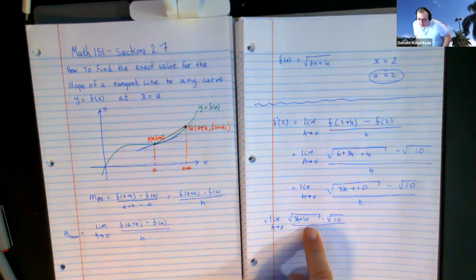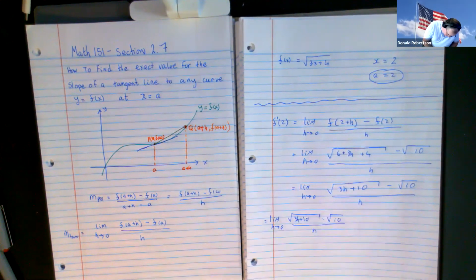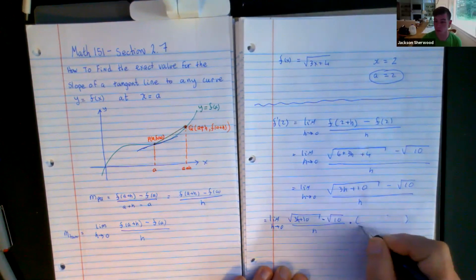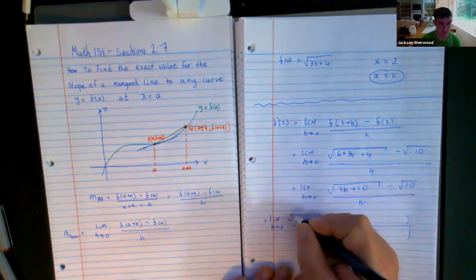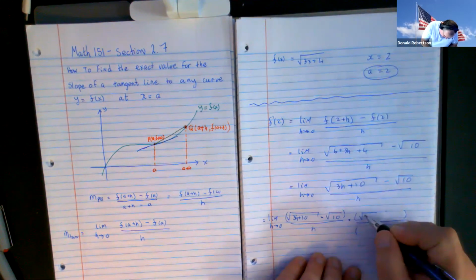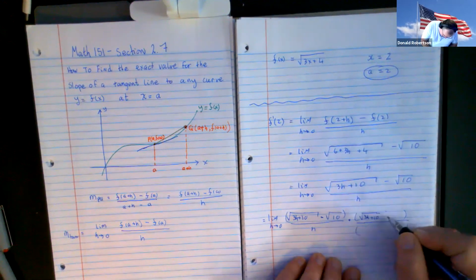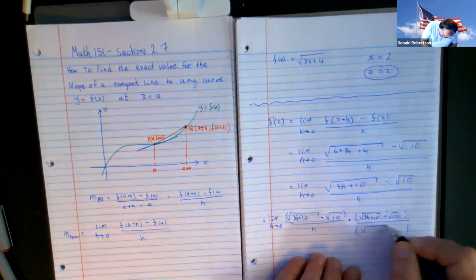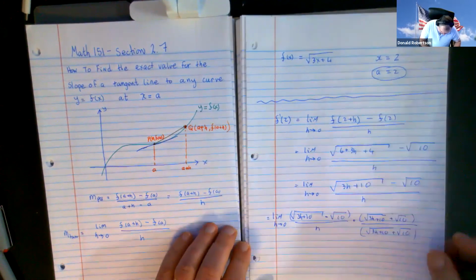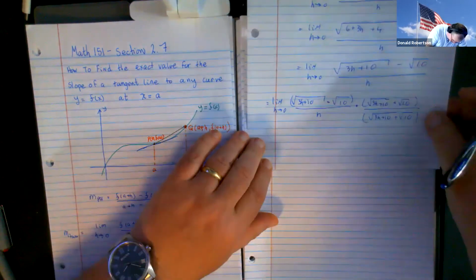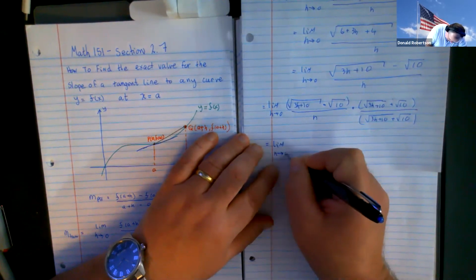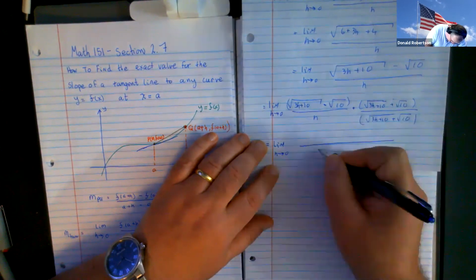How am I going to solve this one? Conjugate method. Great. Square roots are conjugate method. So this fella is going to be square root of 3h plus 10, add square root of 10. Bottom's going to be the same thing. Okay. Now let's see where this goes. Don't do anything to the bottom.